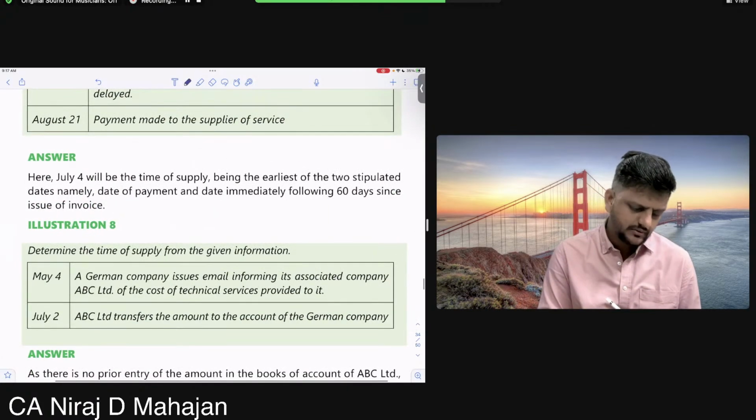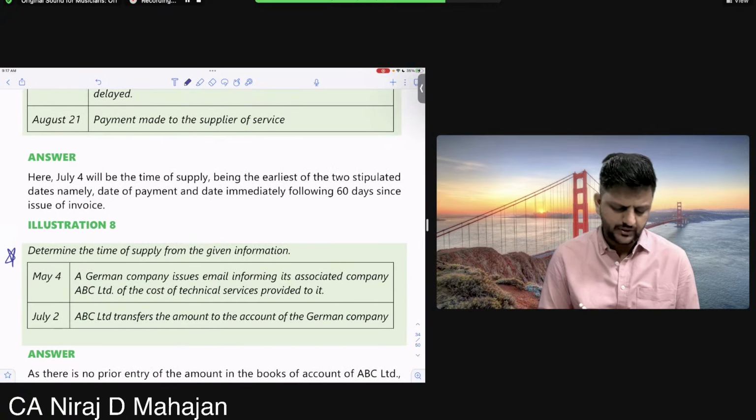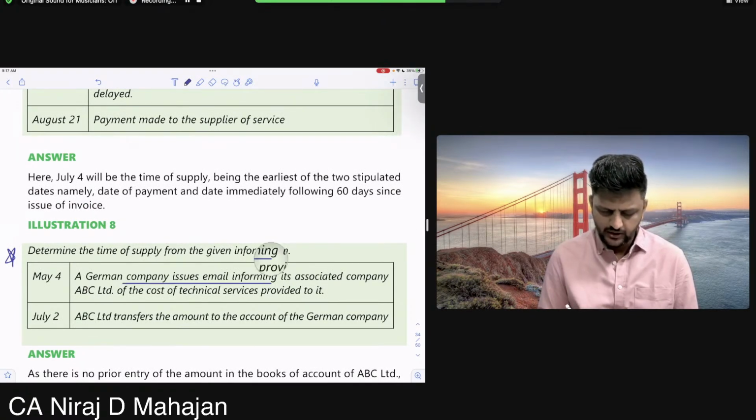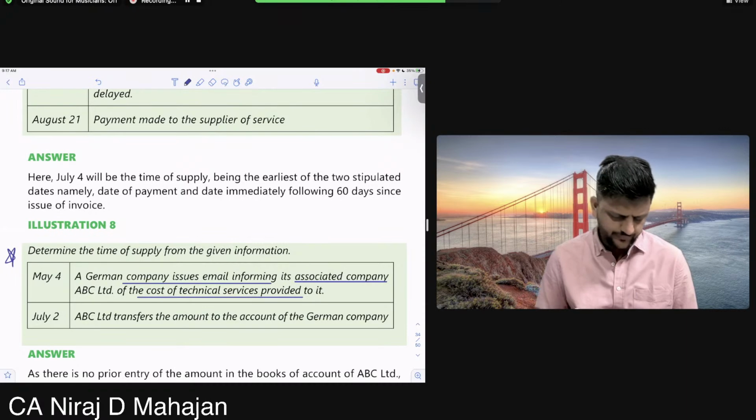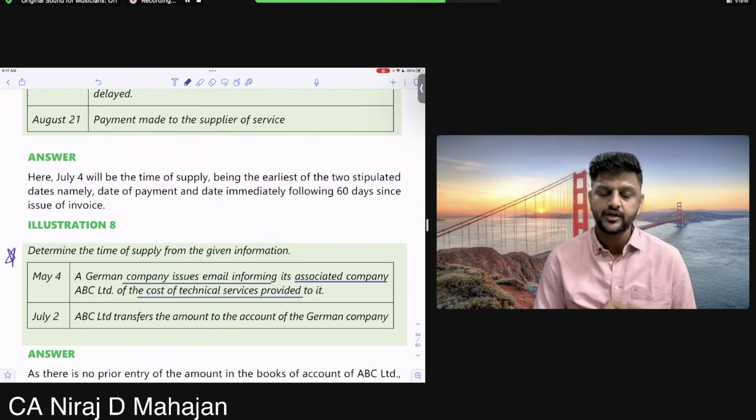Star mark this. Determine the time of supply for the given information. A German company issues an email informing its associated company ABC Limited of the cost of technical services provided to it, and the Indian company transfers the amount to the German company. So it is import of service from associated enterprises.